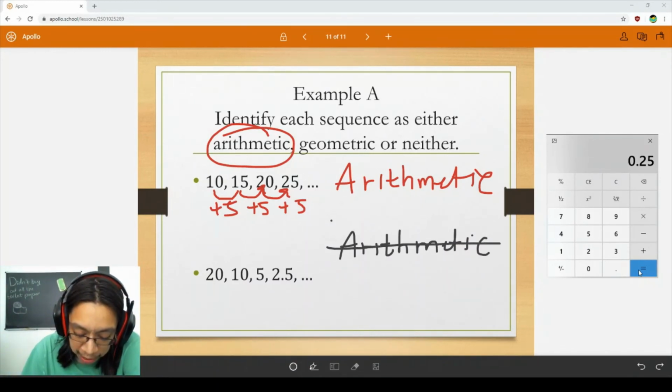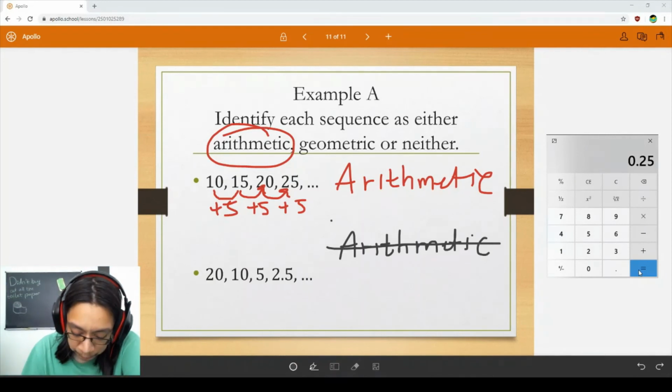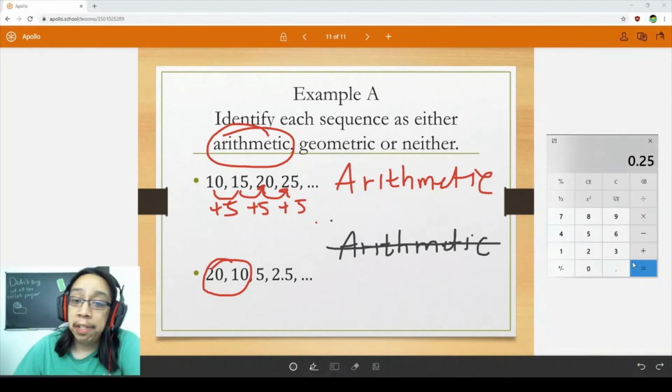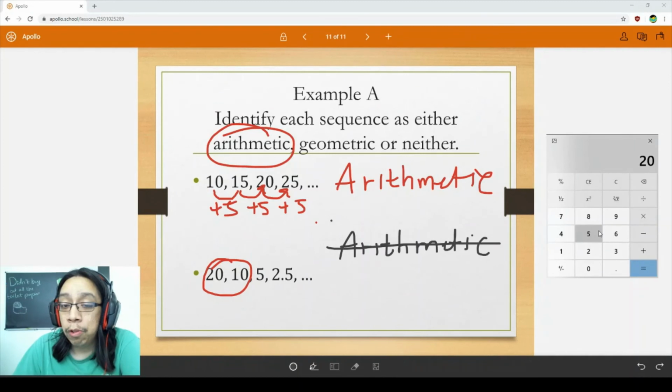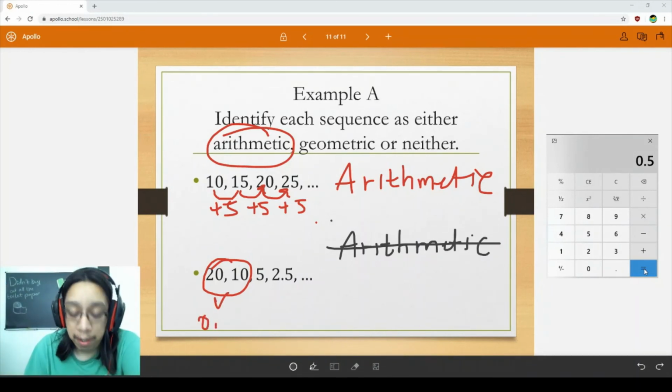So let's consider the next option. Is it going to be geometric? How do I know? Take the first number and the second number, and remember, divide them and see what you get. So 10 divided by 20, remember the order is important. It's always 10 divided by 20, 0.5. So that means that I'm multiplying here by 0.5.